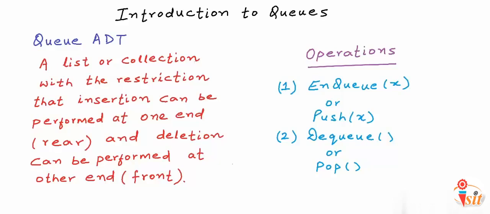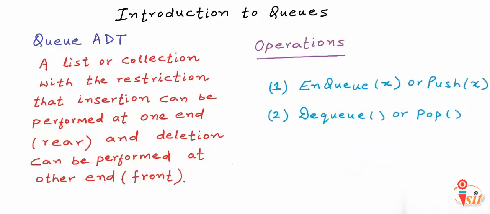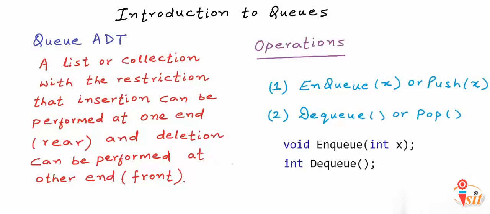While implementing, you can choose any of these names in your interface. Dequeue should remove an element from the front or head of the queue, and dequeue typically also returns this element that it removes from the head. The signatures of enqueue and dequeue for a queue of integers can be something like this. Enqueue is returning void here, while dequeue is returning an integer. This integer should be the removed element from the queue. You can design dequeue also to return void.